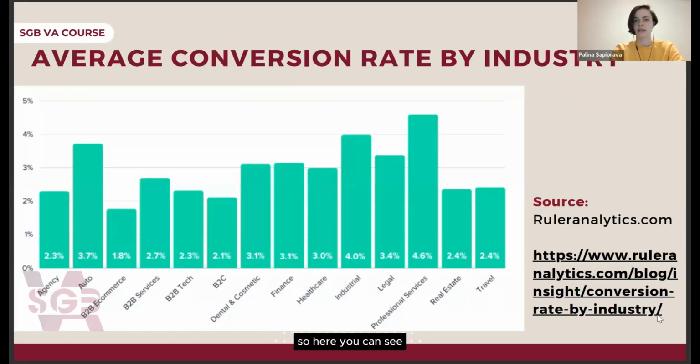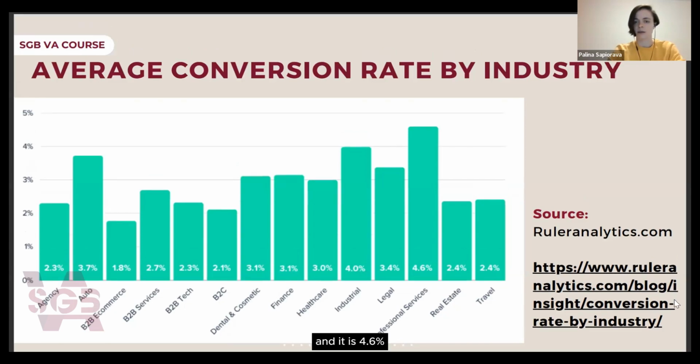So here you can see an average conversion rate by industry. You see that the lowest rate, 1.8%, is in B2B e-commerce, when the highest conversion rate is in professional services, and it is 4.6%. But on average, the conversion rate is about 3%. It's not a lot, but unfortunately, the cold lead generation takes a lot of time, takes a lot of effort, and it takes a lot of people that you need to contact to get some clients.